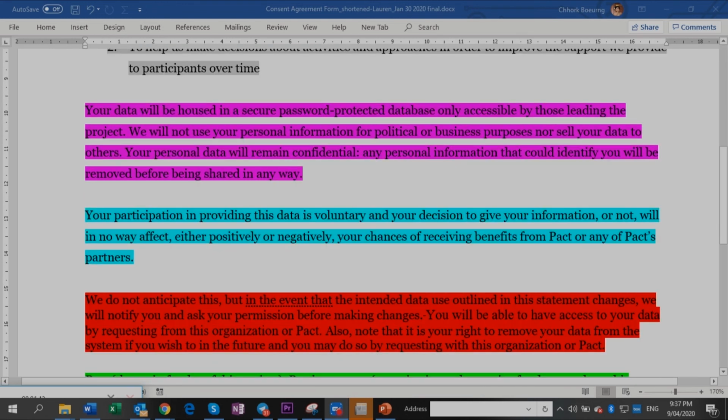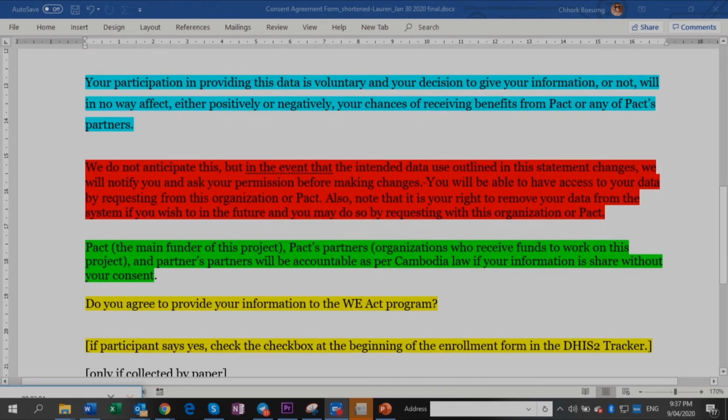In the pink color here, we inform them that the personal data of each young woman entrepreneur will be secure, saved in a password protected database that is not easily accessible by other people. For the next part, the light green part, this section tells them that participation in providing this data to us is voluntary. So the project beneficiary can refuse to give it to us, and it does not affect our system.